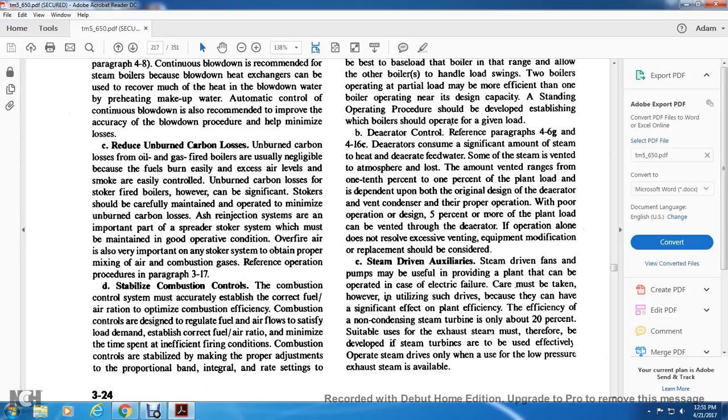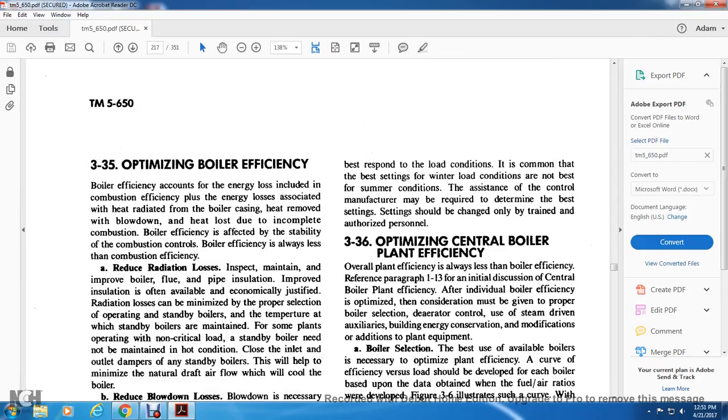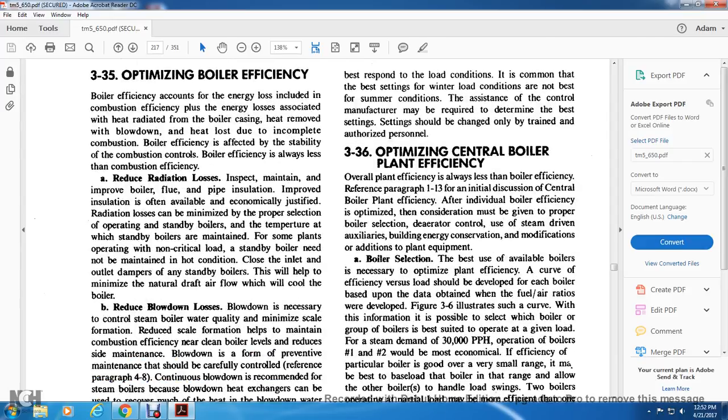D. Stabilizing combustion control. The combustion controls must accurately establish the correct fuel air ratio to optimize combustion and fuel efficiency. Combustion controls are designed to regulate fuel and air flow to satisfy the load demand, establish the correct fuel air ratio, and minimize time spent off efficiency. If the combustion controls are unstable, make the proper adjustment of the proportional band and integral rate settings, and best respond to local conditions. Common best settings for winter load conditions are not best for summer conditions. Assistance from the control manufacturer may be required to determine the best settings. The settings should be changed only by trained, authorized personnel.